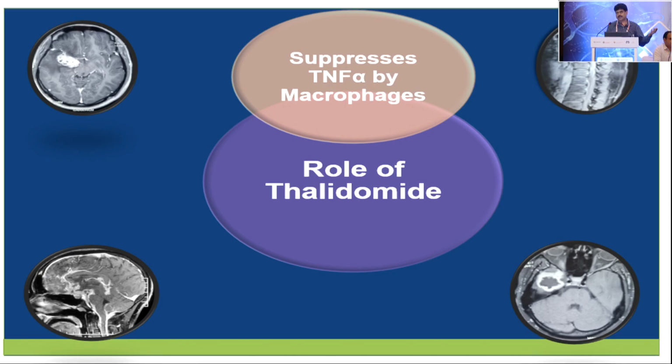We tried to titrate on the dose part. We usually use it in the dose of 2 to 3 milligram per kg, body weight somewhere around 100 to 150. It is a costly drug. We try to provide it ourselves if they cannot afford.